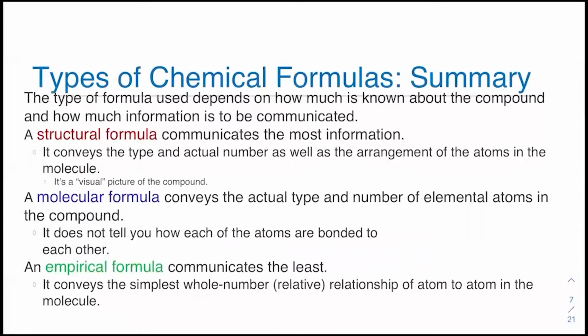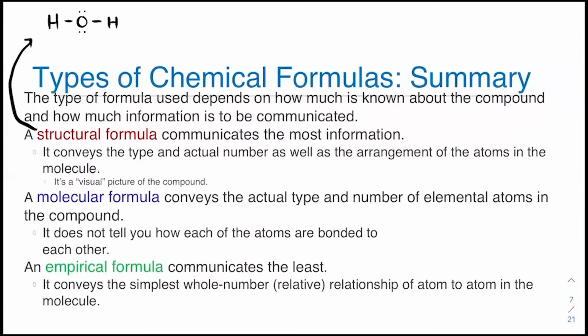Here's a summary of the types of chemical formulas that we can see. A structural formula is usually what depicts the most amount of information. It's that visual picture of the compound. For a structural formula, what we see is something like H2O written out like this, where we can see the actual relationship and the bonds.